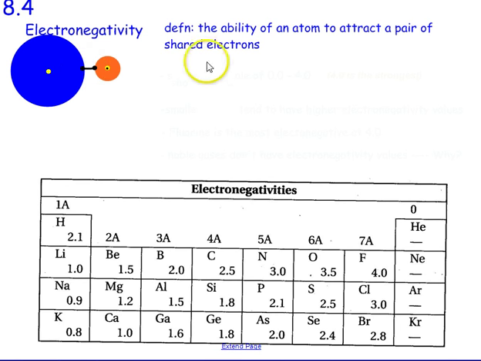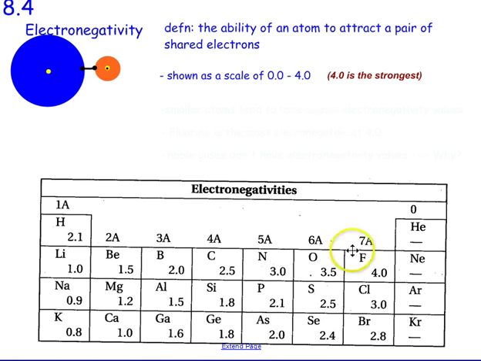Let's take a further look at these numbers that you see on the chart down below. You'll see numbers here from 0.0, which would be the low end, all the way up to 4.0, which is considered to be the strongest. It's the high end of the scale, and if an atom has a 4.0 electronegativity, it can attract a pair of electrons very, very, very well.